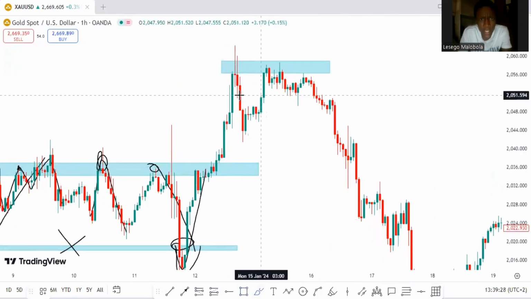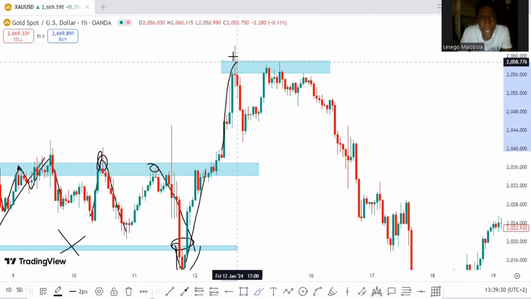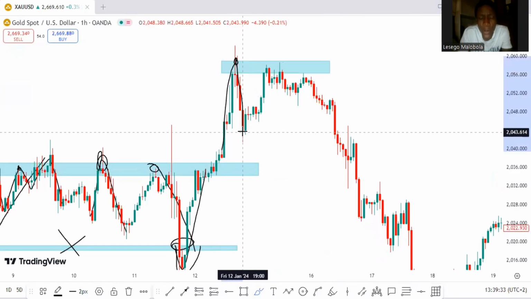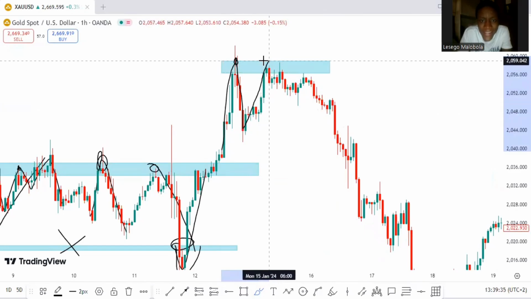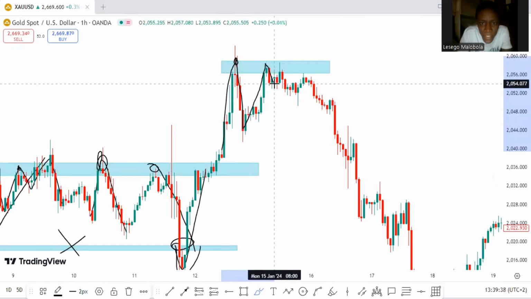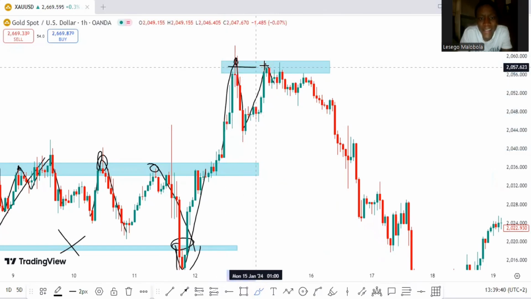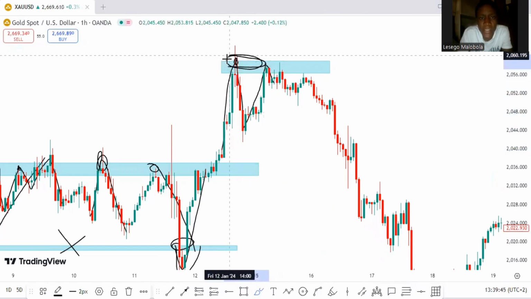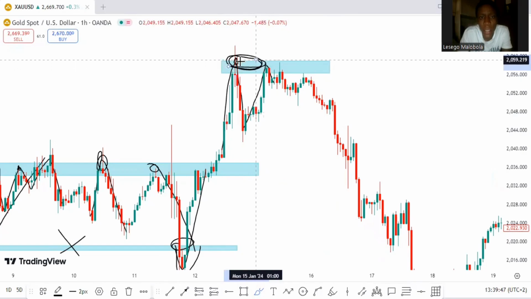So continuing, you can see that here price came and rejected off here, right? So upon rejecting, it came back again and rejected once again and gave us this V. You understand me? So now this is a ceiling. This is a proper ceiling, guys. This is a proper ceiling.